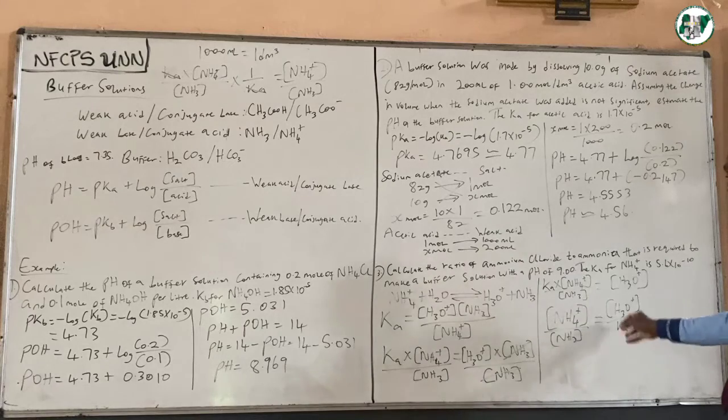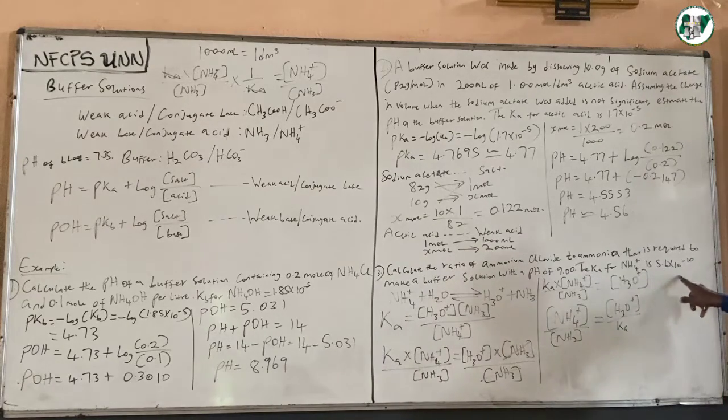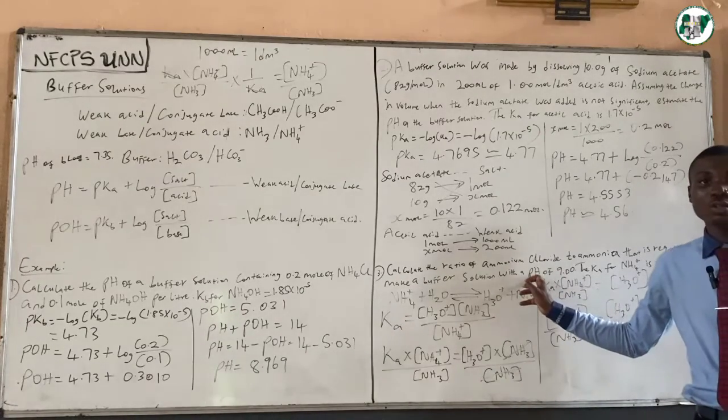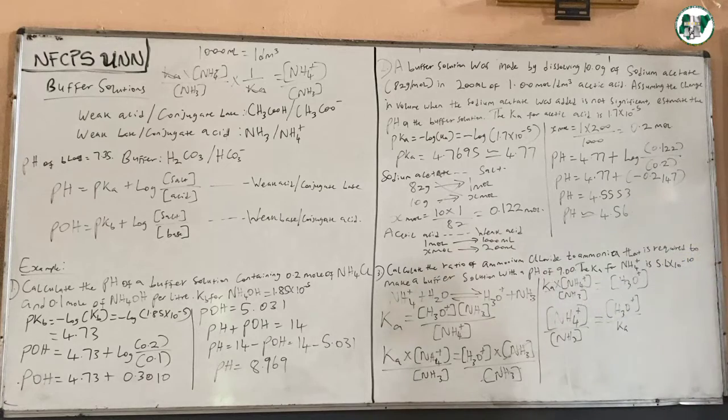Now, what is our Ka? We have Ka of 5.6 times 10 to the power of minus 10. But we need to know the concentration of the hydrogen ion. How do we get that? Yes, we can get that because we are given the pH of the solution, pH of 9.00.